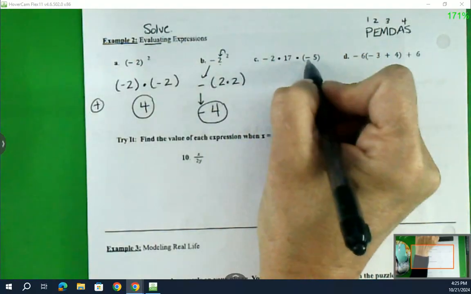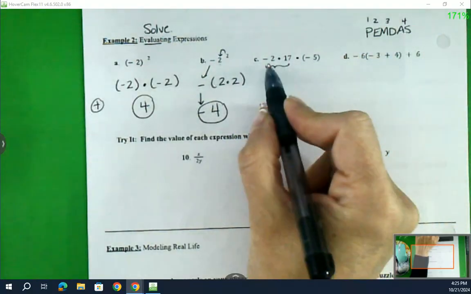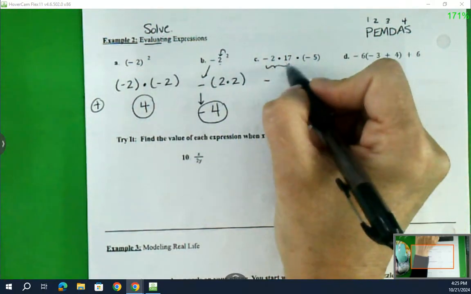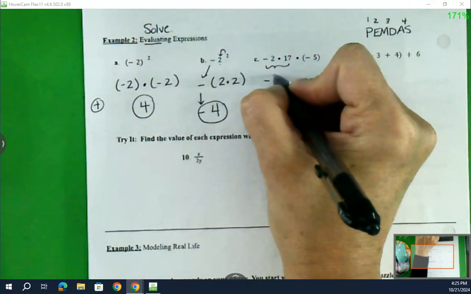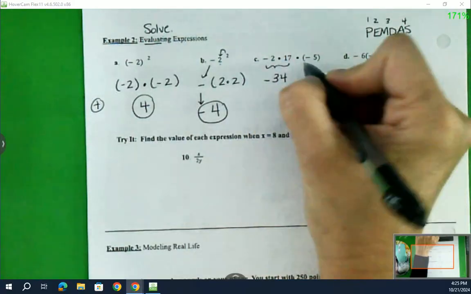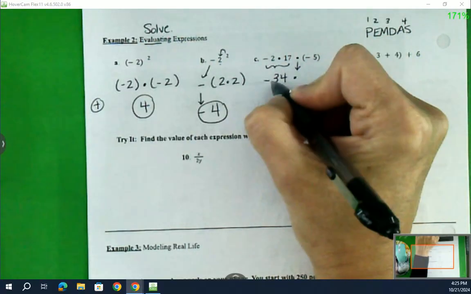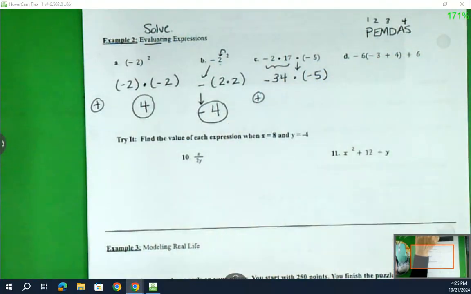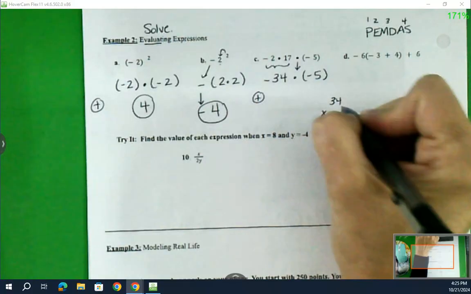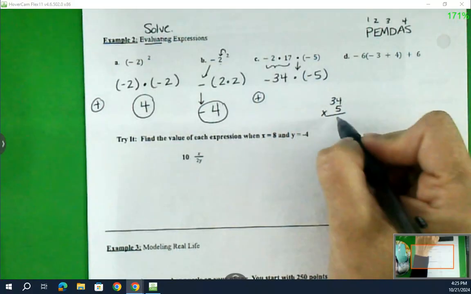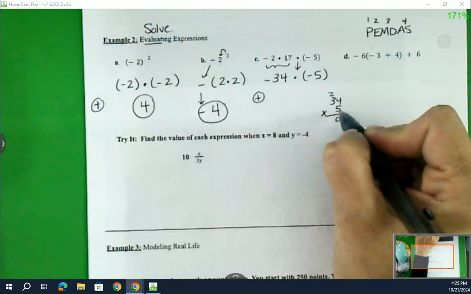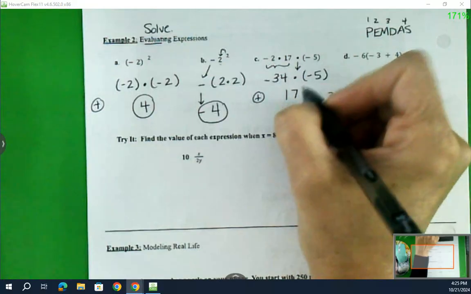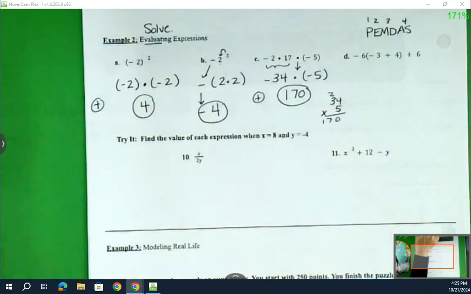So looking at part C, we're going to go left to right here. We have -2 times 17. Different signs means that's negative, and 17 doubled is 34. And then we have 34 times -5. So same sign means positive answer. And then if you didn't know that, you could work that out off to the side here. 5 times 4 is 20, carry the 2. 5 times 3 is 15, 16, 17. So we have 170 as our answer to 1C.